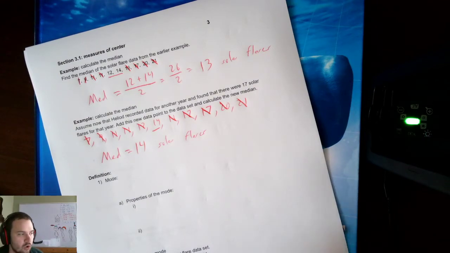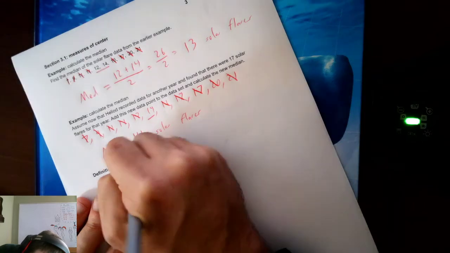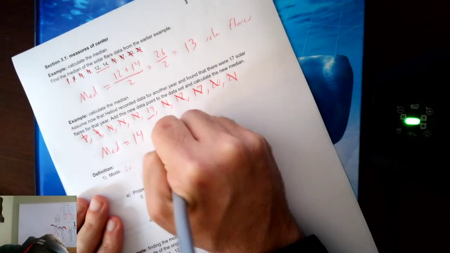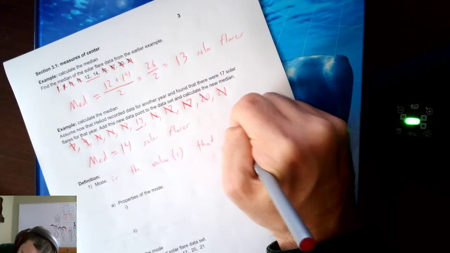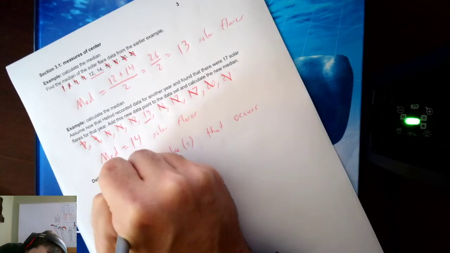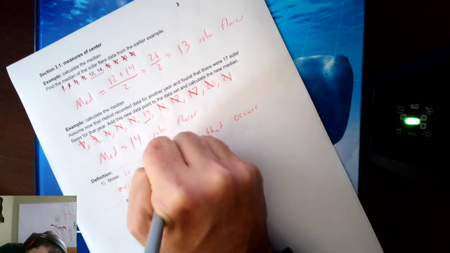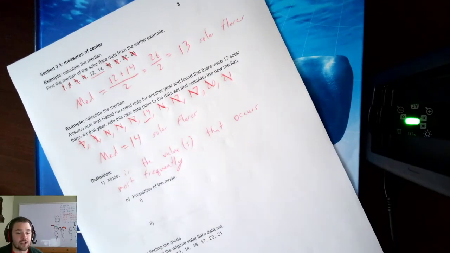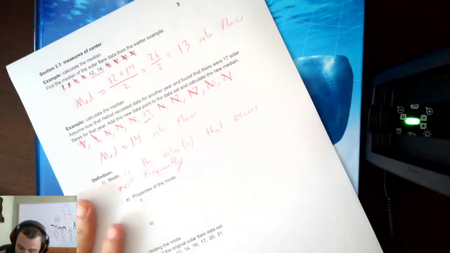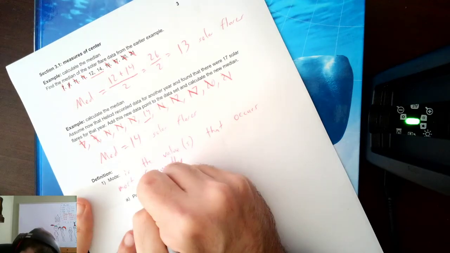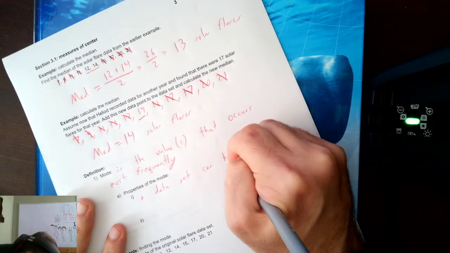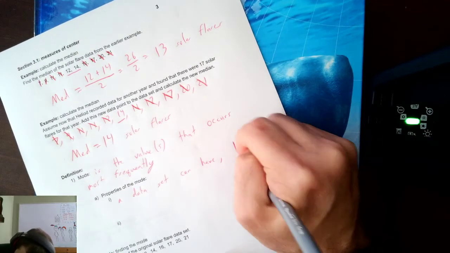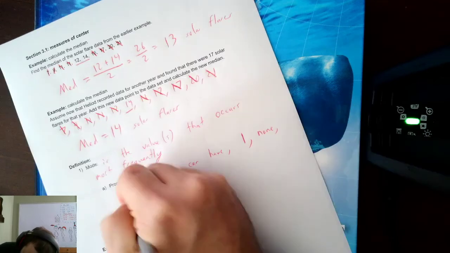The next one is mode. Mode is the value or values that occurs most frequently. It's which number shows up the most in your data set. It has 2 properties. The first is a data set can have 1, none, or more than 1.